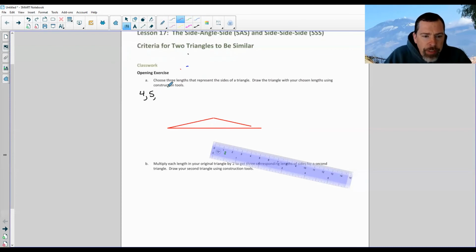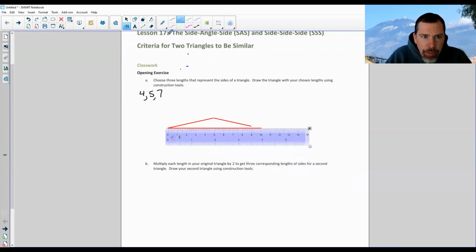4 plus 5 is 9. I need something less, so let's do 7. So if I put my ruler back right here and shorten the longest side to 7, so I'll get my eraser and erase back to 7, like so, and then delete this. Now the sides 5 and 4 will reach.